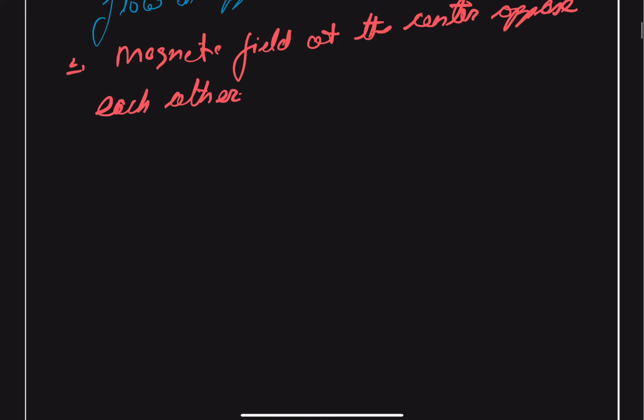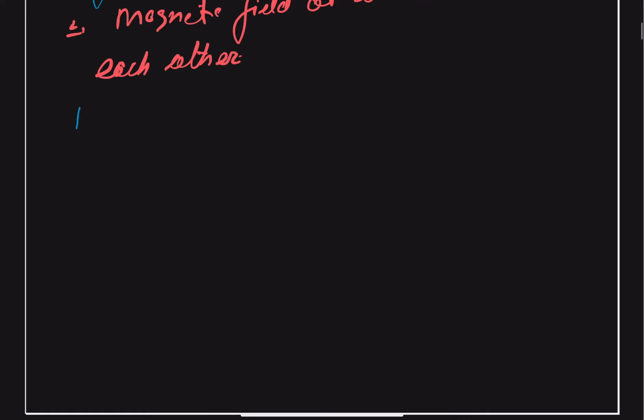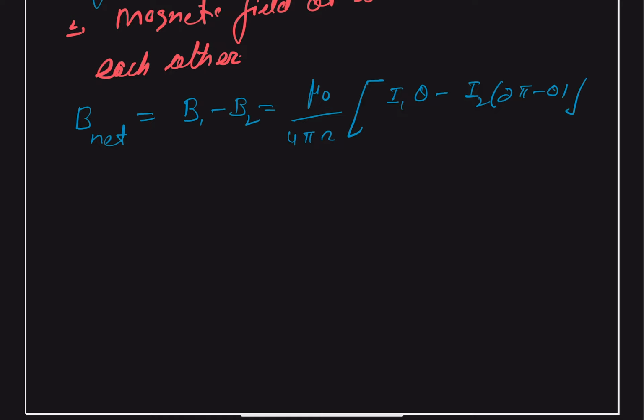Therefore, net magnetic field B net will be equal to B1 minus B2, which you can write as mu naught upon 4 pi r times I1 theta minus I2 times 2 pi minus theta. And we substitute the values of I1 as well as I2.